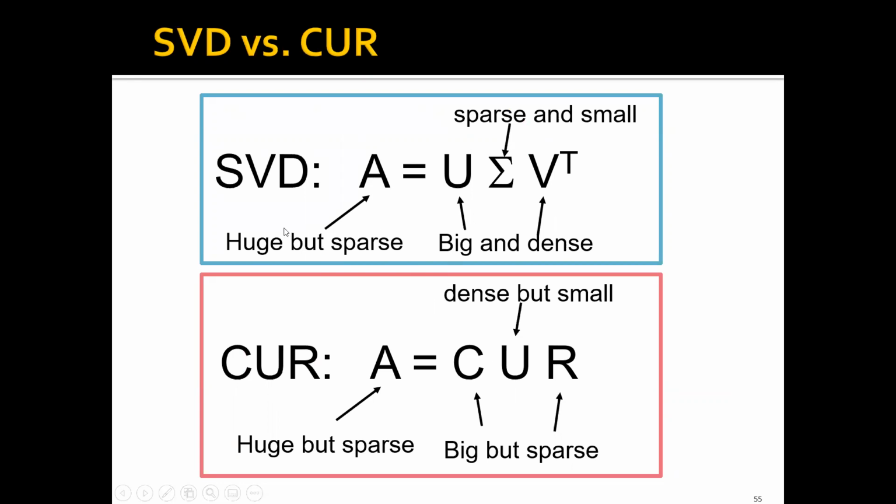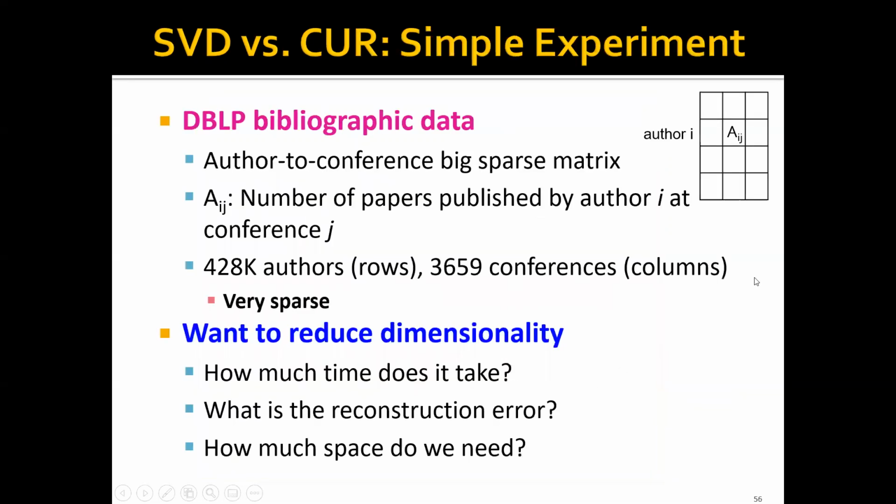For SVD, the middle matrix sigma here is sparse and small. And in CUR, this U matrix is dense but small. But since both of these matrices are very small, whether or not they are sparse or dense doesn't really matter. So to summarize, CUR needs much, much less space to store the results, basically to store these three matrices, C, U, and R.